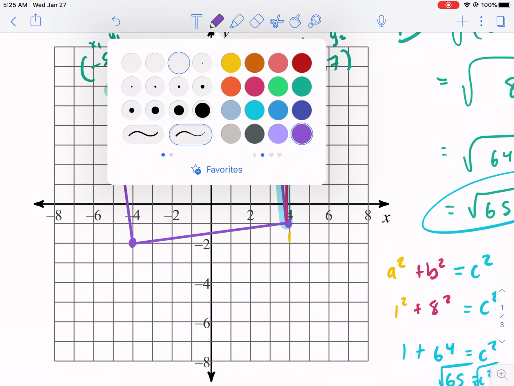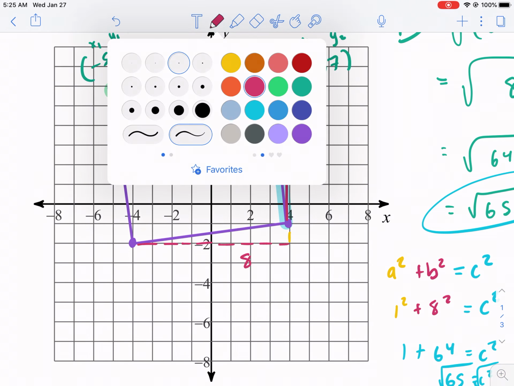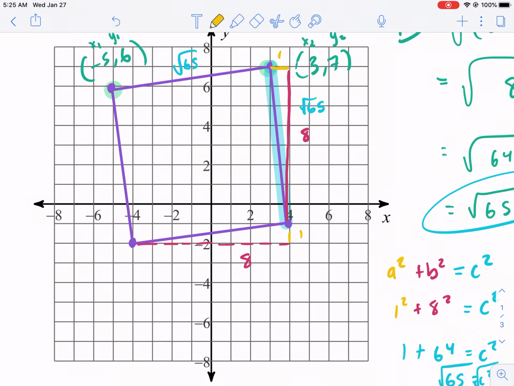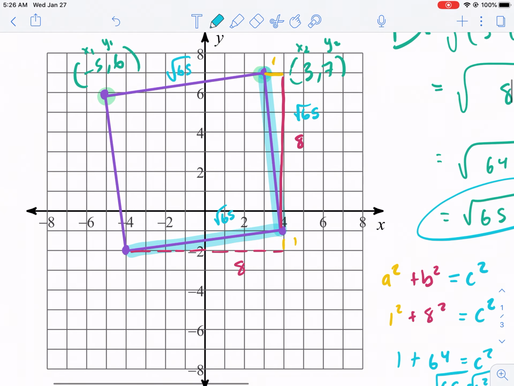So as you can see here, we're getting the same 1, 2, 3, 4, 5, 6, 7, 8. We got another 8 by 1. And if you want, you can go ahead and plug this into the Pythagorean theorem. But hopefully you realize that if you use the Pythagorean theorem with the same numbers, you're going to get the same answer. You're going to get square root of 65. So you can see that these two opposite sides are congruent.